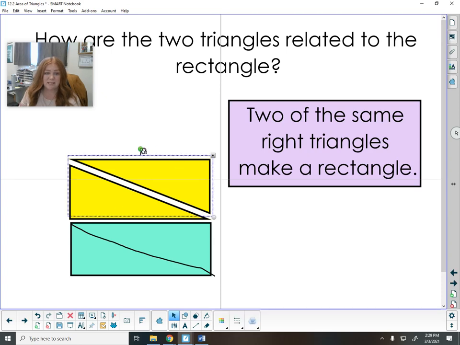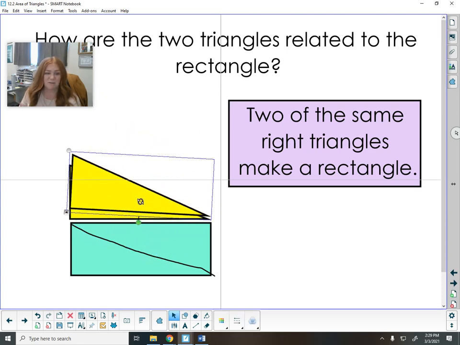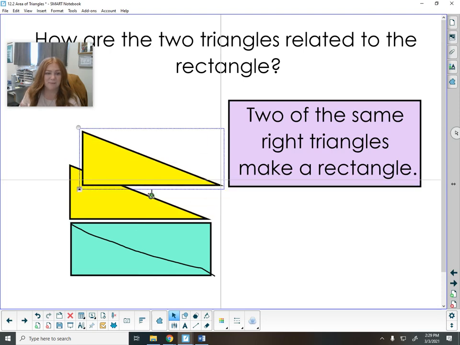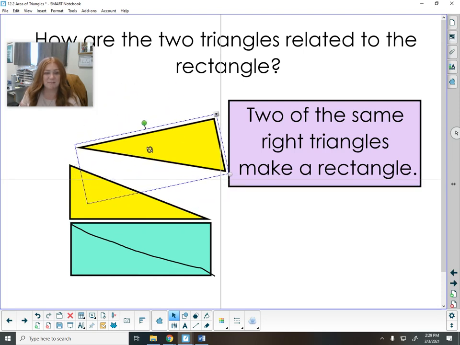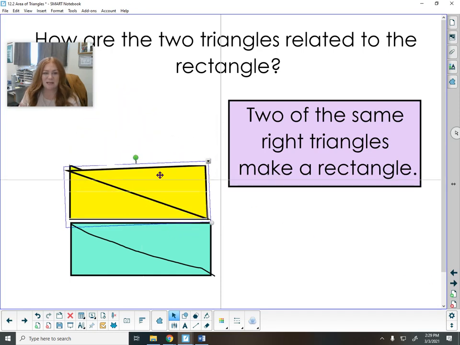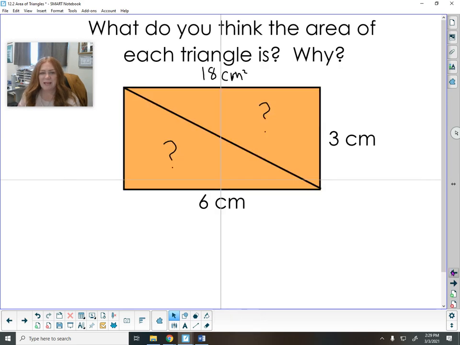So this rectangle is the same, or this triangle, right? It's just flipped, and that can fit on there. These are the same. 2 of the same triangles make a rectangle. Sorry, I can't get that back to the rectangle shape. So come back here. What do you think the area is?